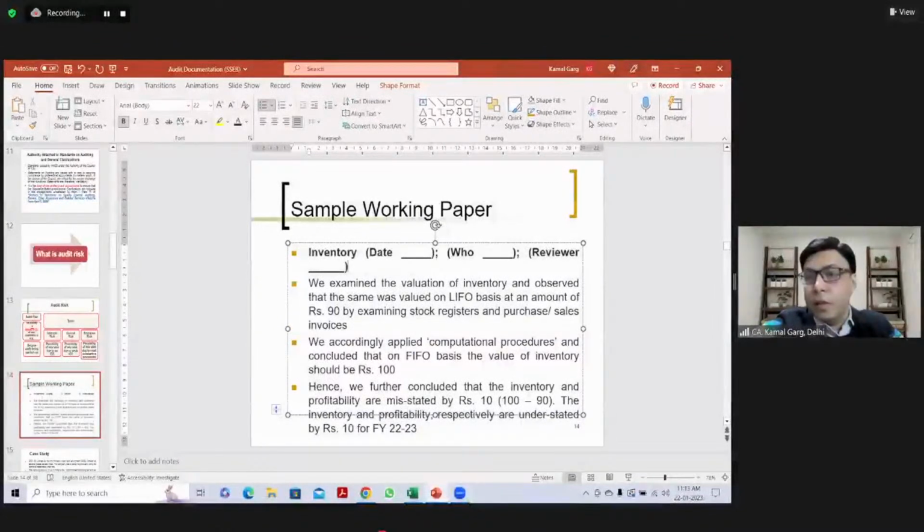Are you getting this point? So this working paper is merely a sample one. You can have much more inputs over here. The more comprehensive the working paper, the more would be your safety. Vipul ji, aap kuch keh rahe the?